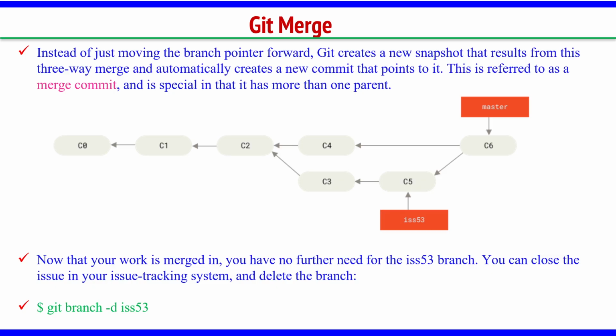I hope you understood with this example of a small project working on two different things at same time. Somehow you are merging everything and coming to a final main line, that is C6 is your final commit, right? So this is about Git branching and merge strategy.